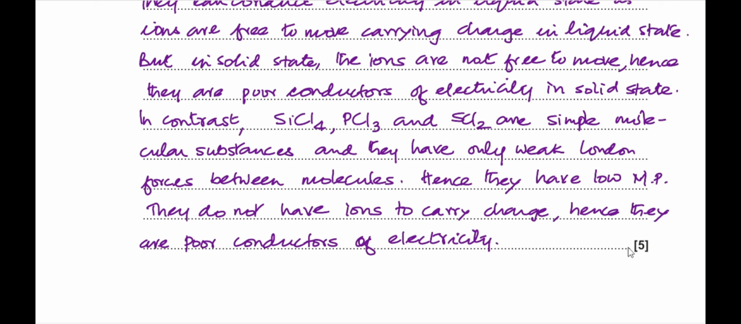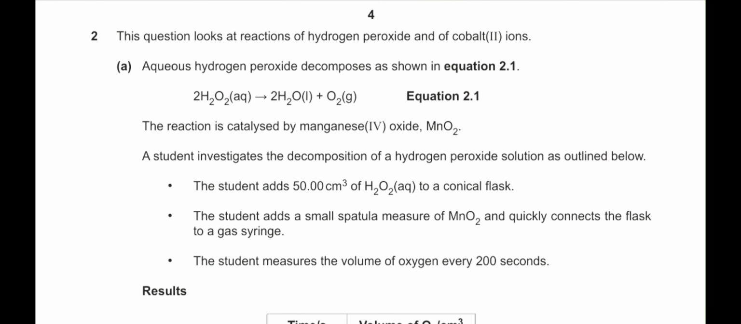This question carries 5 marks, so it fully justifies our long answer here. 2. This question looks at reactions of hydrogen peroxide and cobalt-2 ions. Aqueous hydrogen peroxide decomposes as shown in equation 2.1. 2H2O2 aqueous gives 2H2O liquid plus oxygen gaseous. Okay. The reaction is catalyzed by manganese 4 oxide MnO2.